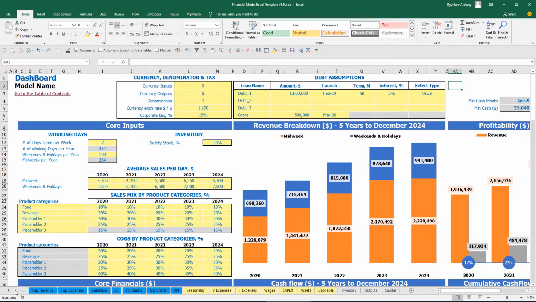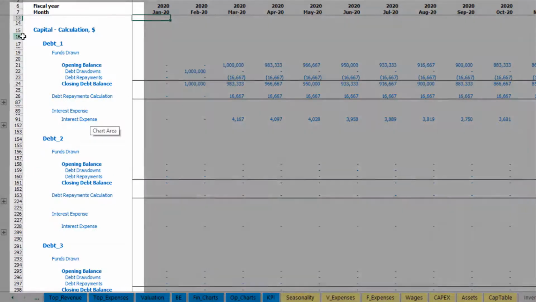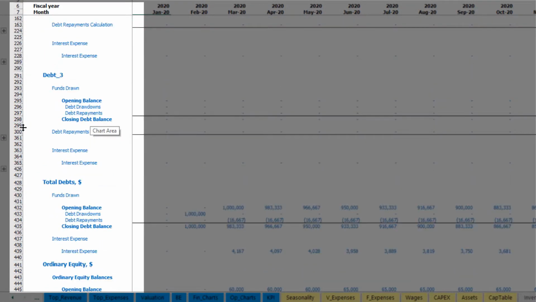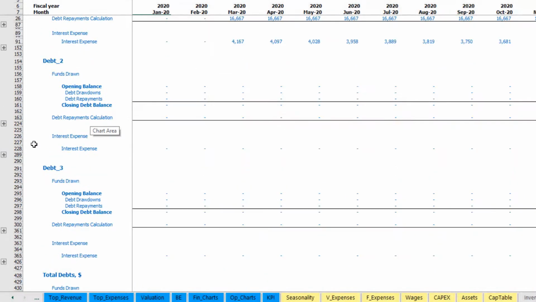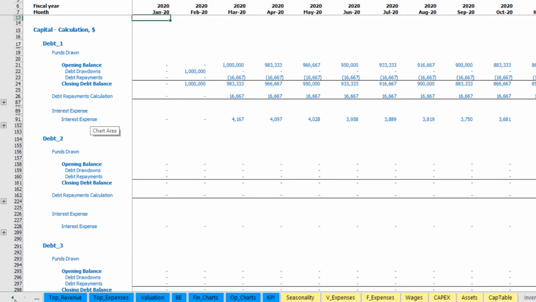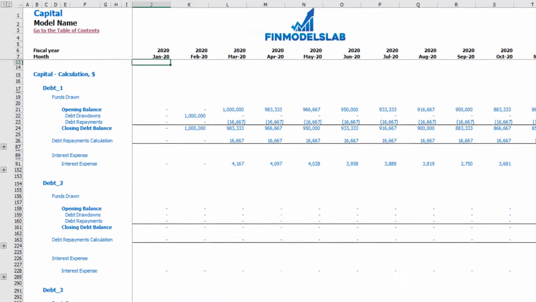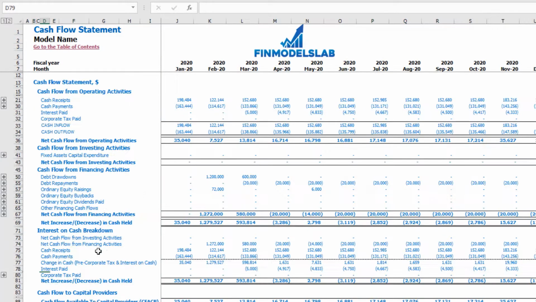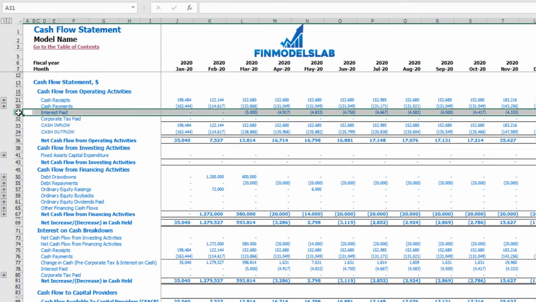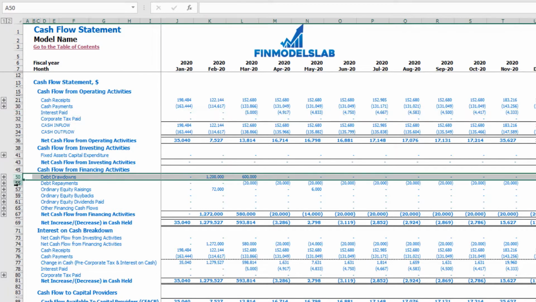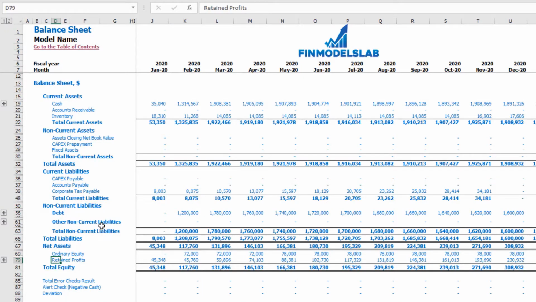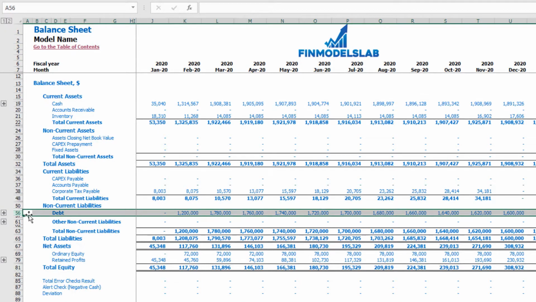All the calculations of the debts you may see on the capital tab. Calculations for debt number 1, debt number 2, debt number 3, total debts with grants. These calculations impact the income statement, interest expenses, the cash flow, interest paid, debt drawdowns, debt repayments, and on the balance sheet we have the debt closing balance.